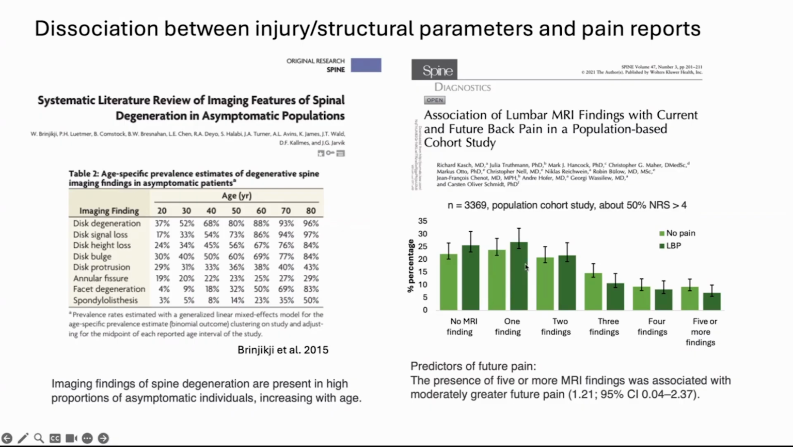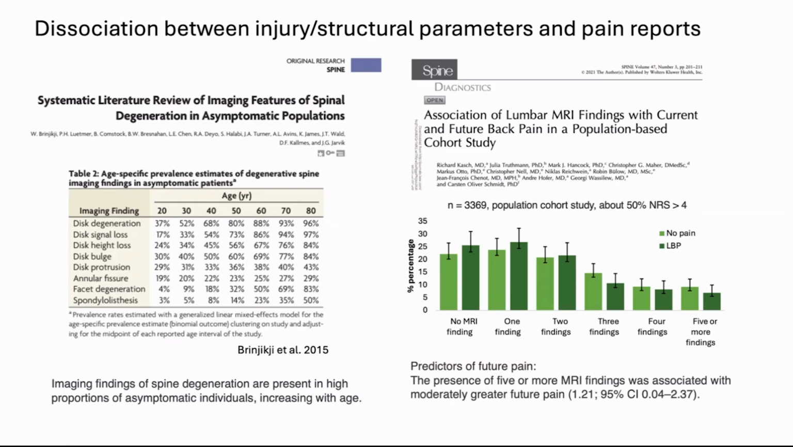Now, this study also did something interesting. They looked at the patients that had no pain and tried to understand if, based on the number of imaging findings, they could predict whether they would develop chronic pain in the future. And I think the future here was either 6 months or 1 year. I don't remember exactly. But what they found was that indeed the number of imaging findings was not a strong predictor of whether they would develop chronic pain.